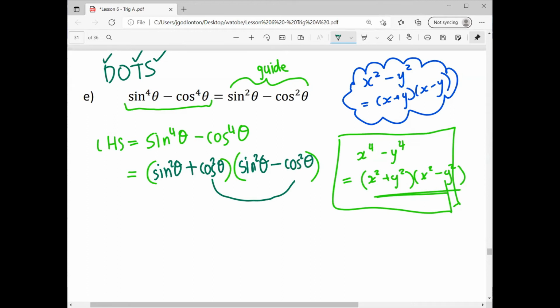Okay. And now, if we look at our guide on the right-hand side, we have what the right-hand side wants. So we know we're on the right track. Then we just need to look at what we need to get rid of. On the left over here, we've got sine squared theta plus cos squared theta. And what does that equal?